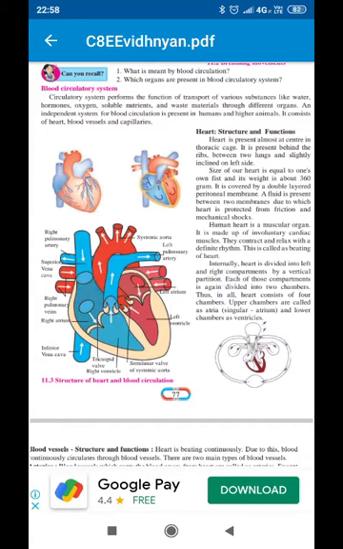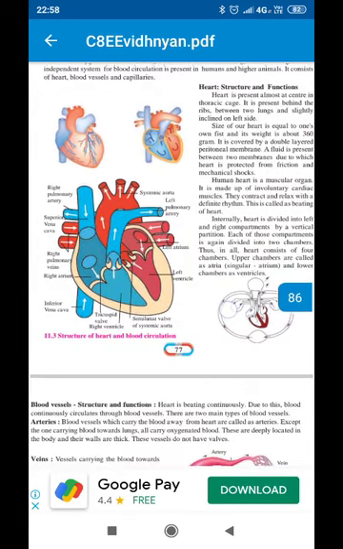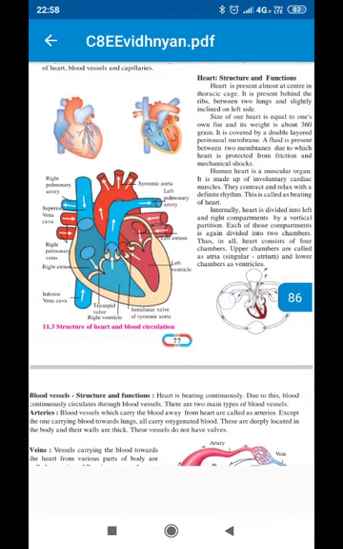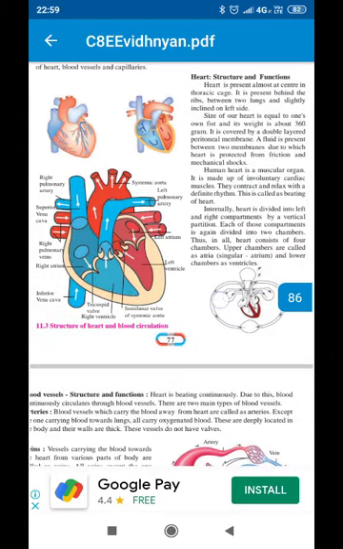Now, heart structure and functions. How is the heart responsible for the circulation of the blood? The heart is present in the thoracic cage, that is called the rib cage, in the center of the rib cage. It is present behind the ribs, between the two lungs, and slightly inclined to the left. You can see in the figure that it is slightly inclined to the left side.